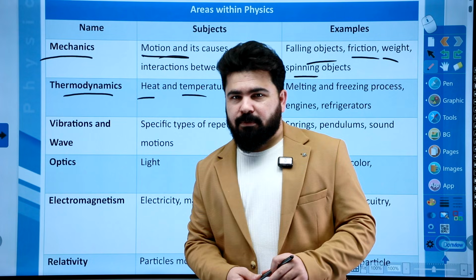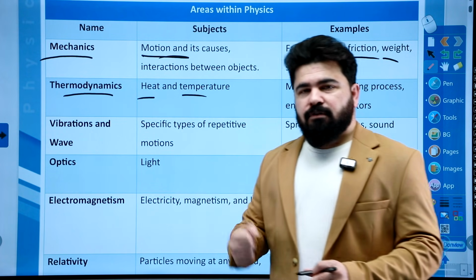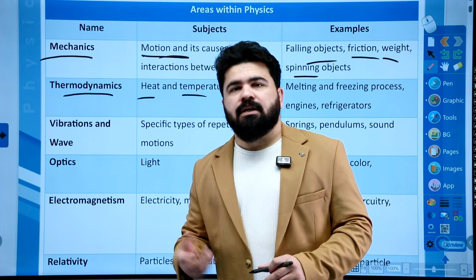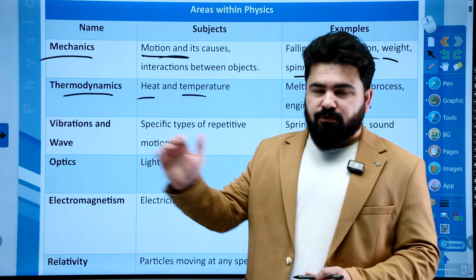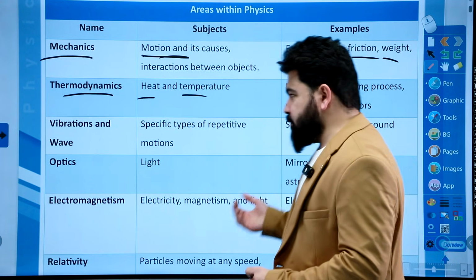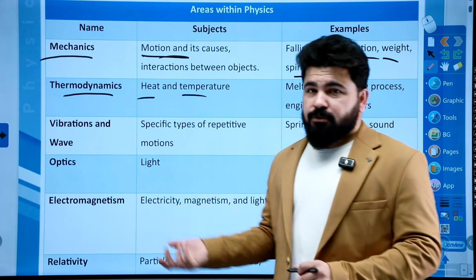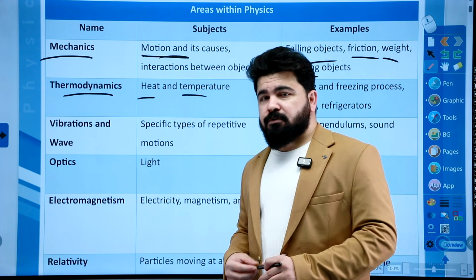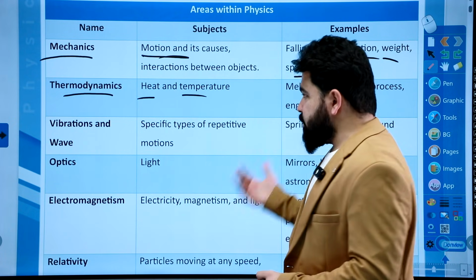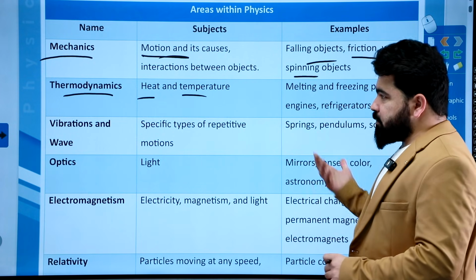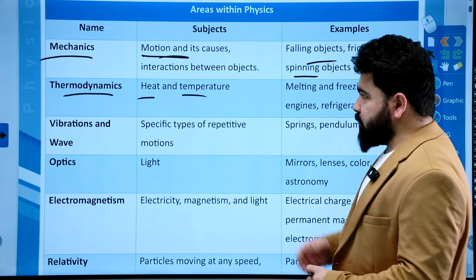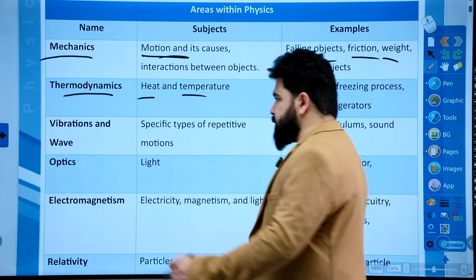Okay, so melting, freezing, these are all examples of thermodynamics. For example, you want to freeze a bottle of water, so you put it in the refrigerator, and then it's going to be frozen. Okay, you want to melt down some ice, so you put it on a hot stove, and it's going to melt down. So these are all examples of heat and temperature, which is related to thermodynamics.